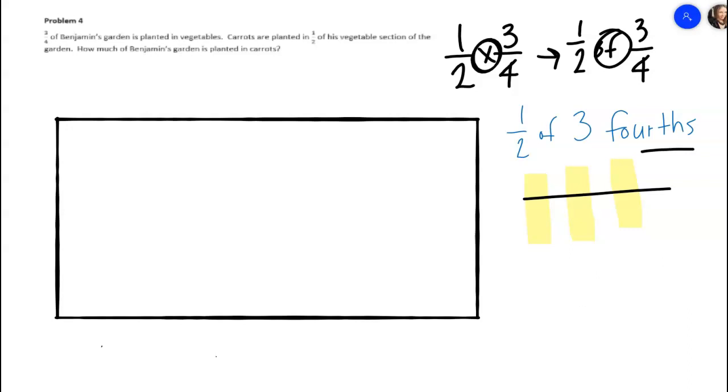What is 1/2 of 6? 3. So what is 1/2 of 6/8? It would be 3/8. Let's draw our rectangular fraction model to confirm our thinking.